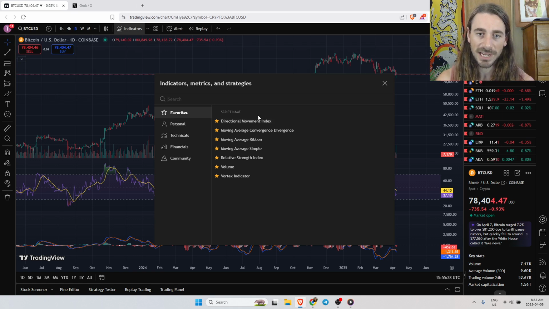So we have the directional movement index, you'll probably remember some of these that I've talked about, the MACD, so that's the moving average convergence divergence. We have the moving average ribbon. This is just a moving average tool that allows us to have 4 different moving averages open at once. We have a simple moving average, and then we've got our relative strength index. This is to gauge overbought or oversold nature.